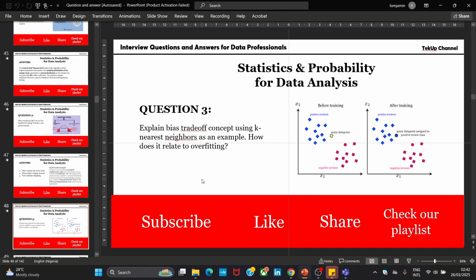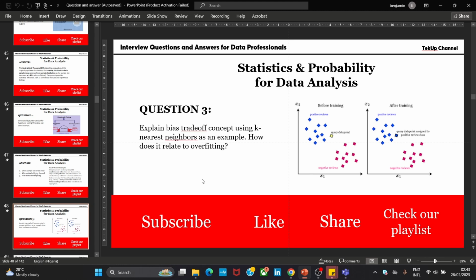Now, what is bias variance trade-off? When we talk about bias variance trade-off, this is a situation where we have to choose between the small k, which means low bias, high variance, and overfitting, and the large k, which means high bias, low variance, and underfitting. In this situation, we are trying to balance the two errors between the small k and the large k in order to minimize the total error.